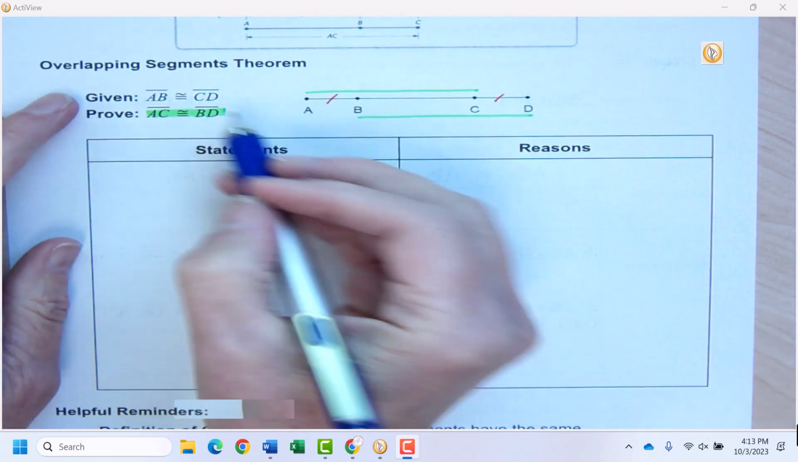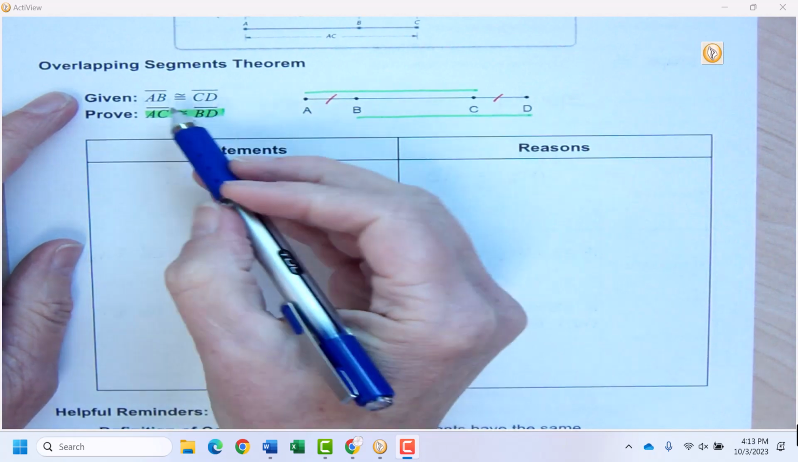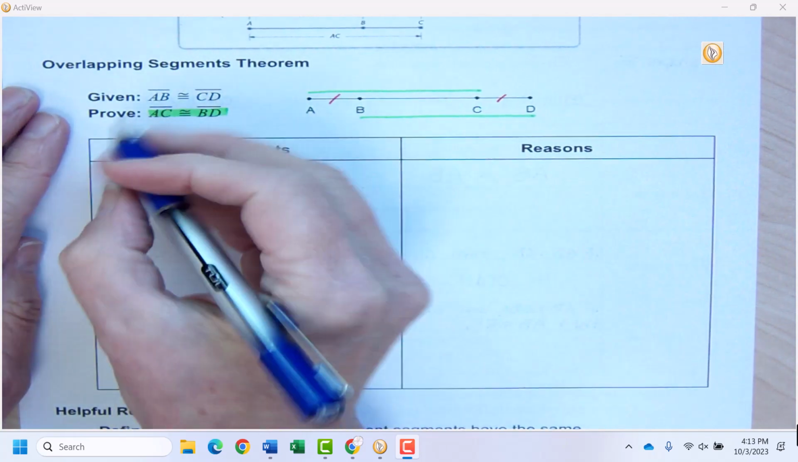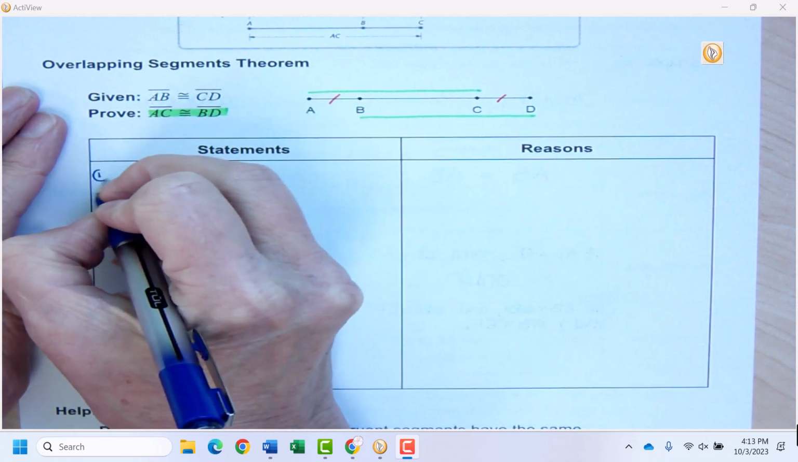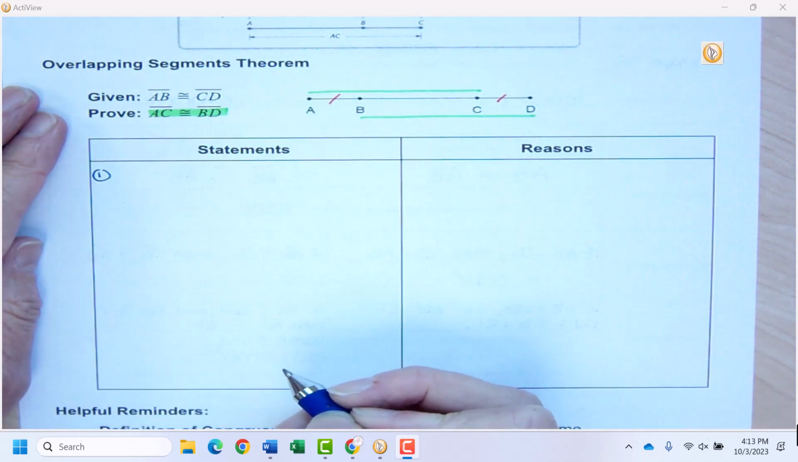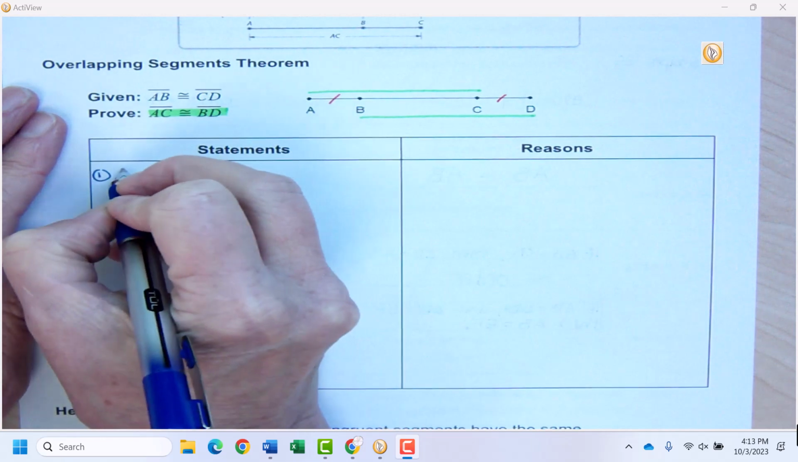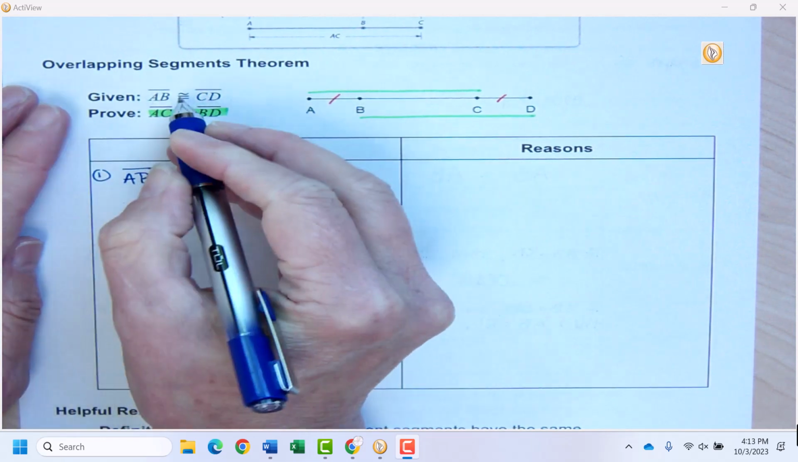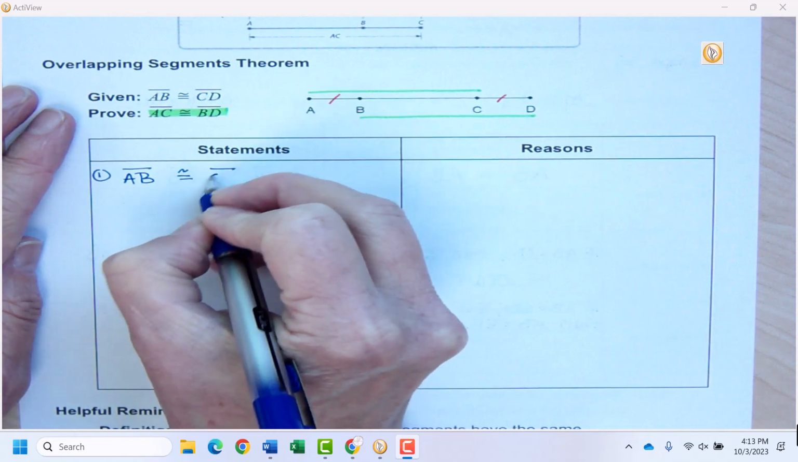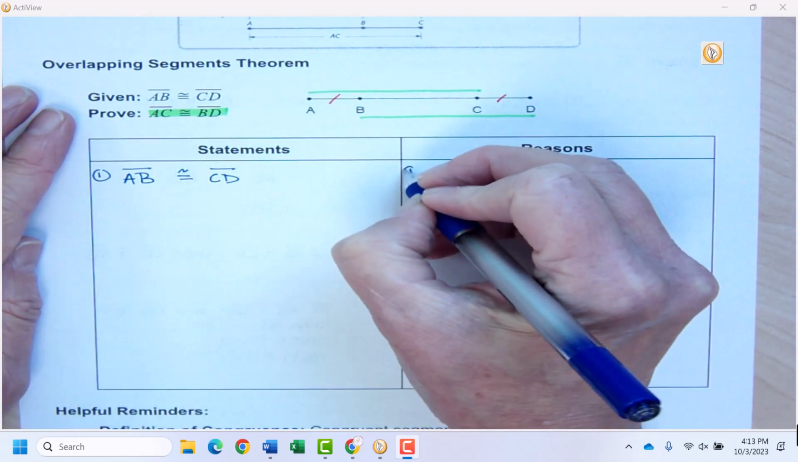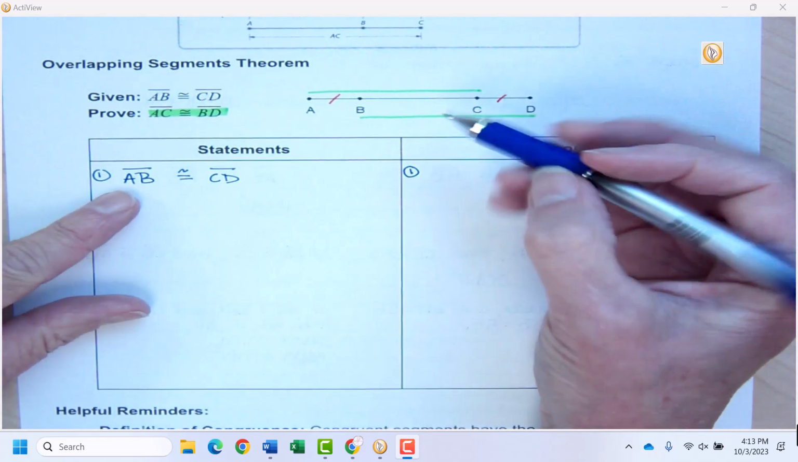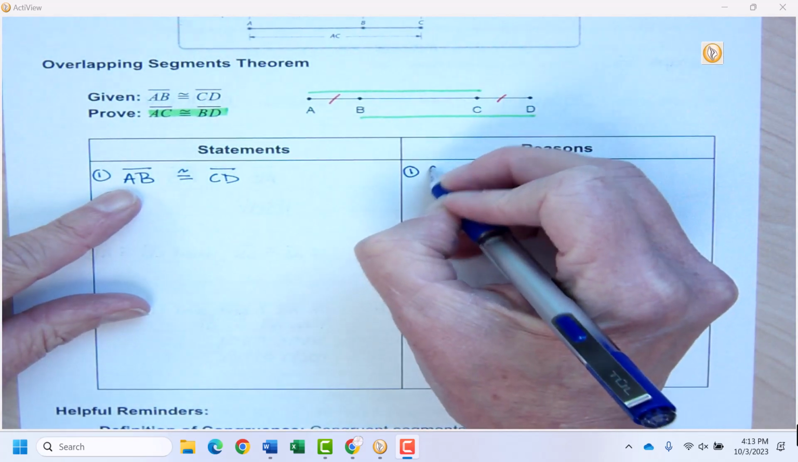So with any good proof, it's probably wise to just go ahead and begin with what's given. So I'll let that be my first statement. Segment AB is congruent to segment CD. And I have to give a reason that I'm allowed to say that statement is true. And in this case, it's given.